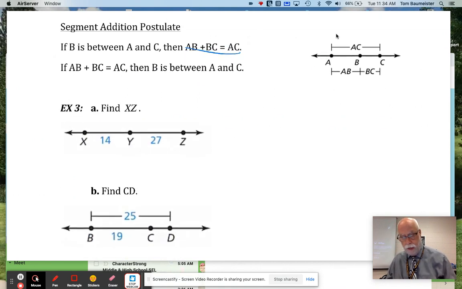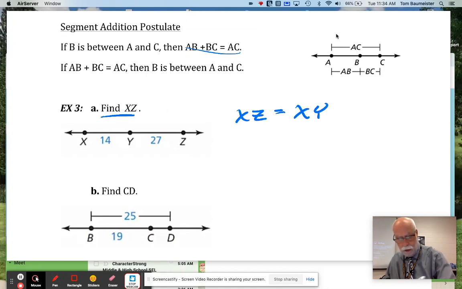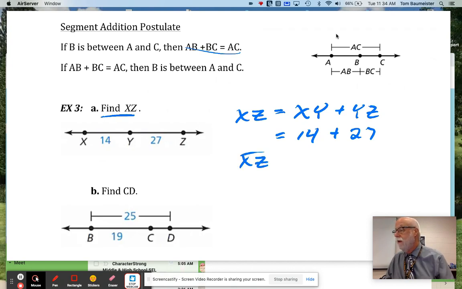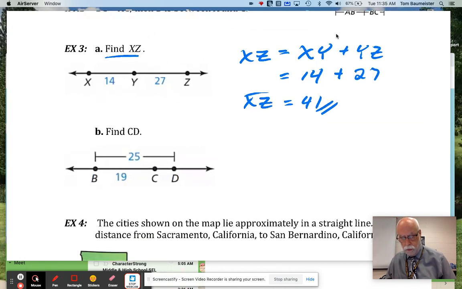So example 3 here, it says find the length for XZ. So on this one right here, according to what they just told us, XZ is the total, and it's going to equal the parts, so it's going to equal XY plus YZ. In this case, our XY is equal to 14, our YZ is equal to 27, so we can state that the distance of XZ, which was what we did not know, is going to equal 41. That would be 41 units.